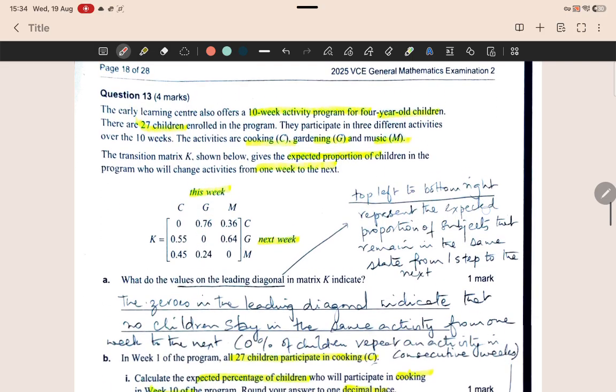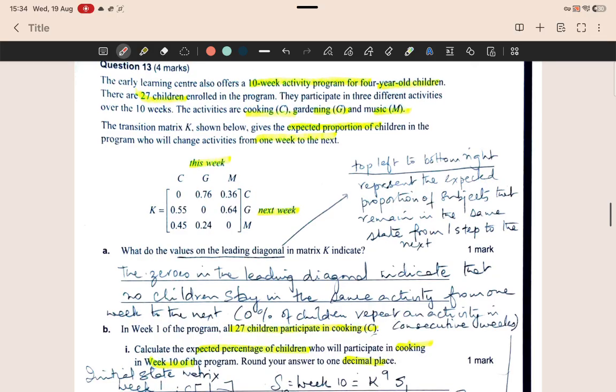Question 13. The Early Learning Center offers a 10-week activity program for 4 children. There are 27 children enrolled in the program. They participate in 3 different activities: cooking, gardening, and music. And matrix K gives the expected proportion who will change activities. I usually write what each matrix represents because it helps me think, from one week to the next.